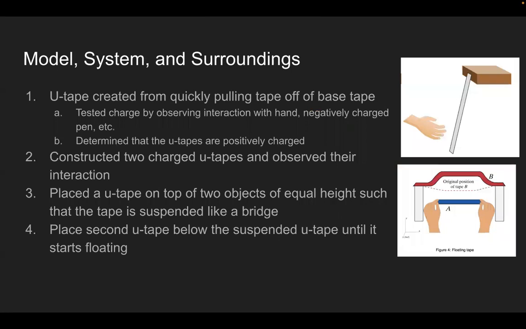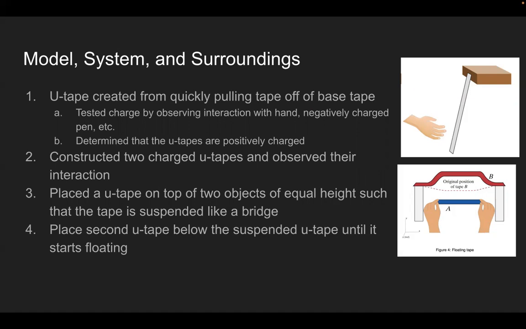For our model and our system, we made two U-tapes, created by quickly pulling tape off of a base tape. We tested the charges of these tapes by observing interactions with our hands, negatively charged pens, etc. And we determined that the U-tapes are positively charged.